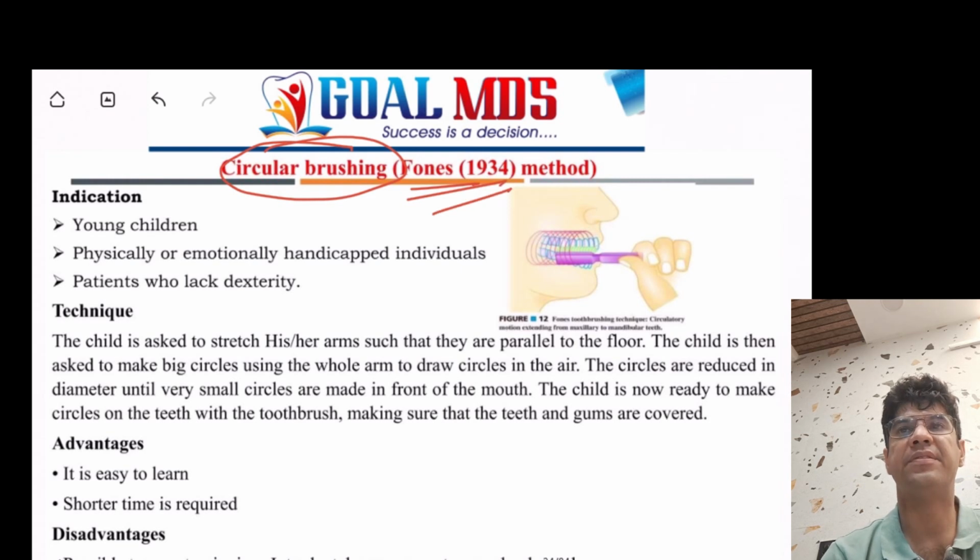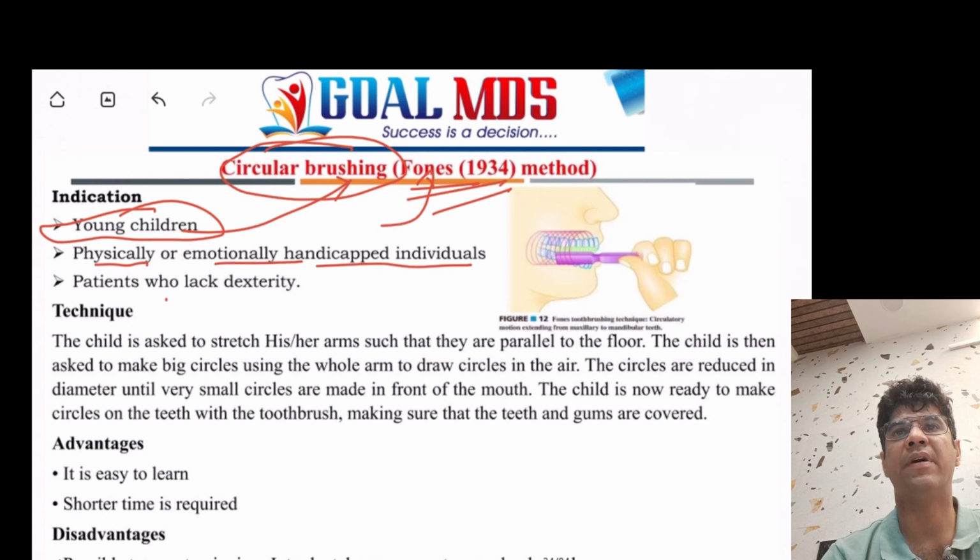The next is the circular brushing technique, which is known as the Fones technique. Which technique is indicated in young children? It's the Fones technique. Which technique is given in emotionally handicapped individuals? It is the Fones technique. For patients who lack dexterity, it is again the Fones technique.